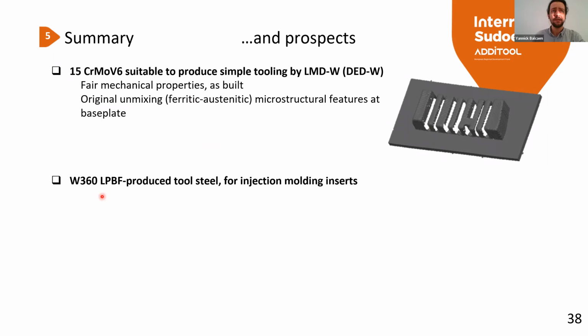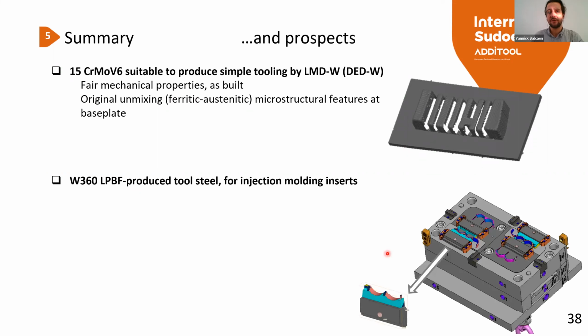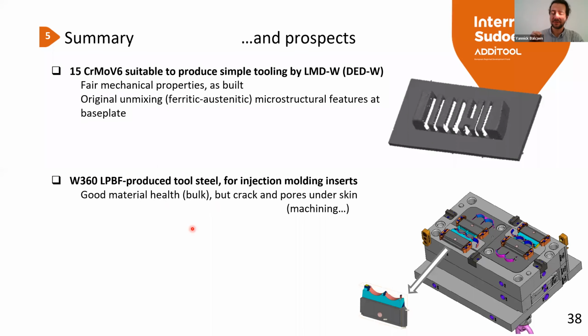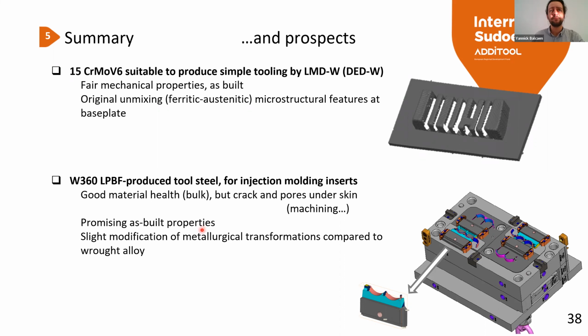For W360 produced by the LPBF process, it was expected to use this material as injection molding inserts, but in such kind of application, we need very good material health. But all the features that we observe, porosity under the skin of the material and small cracks in the top surface, will be removed by subsequent machining. We have promising as-built properties, but we are far under the specification of the wrought material.